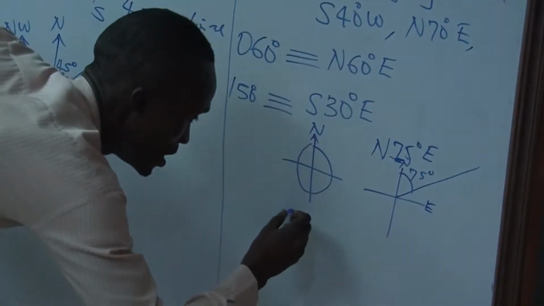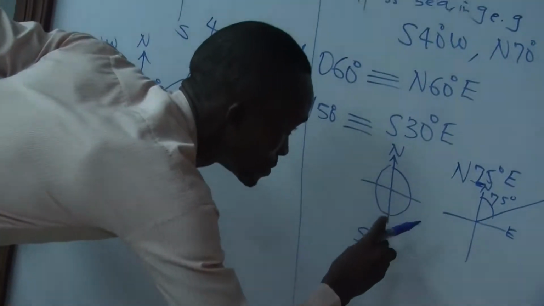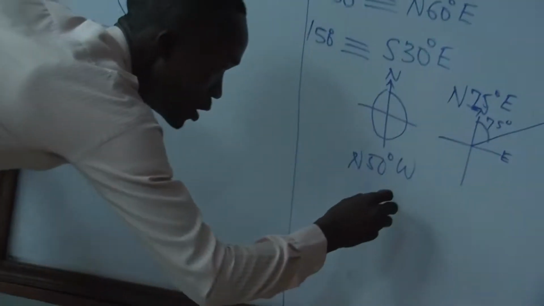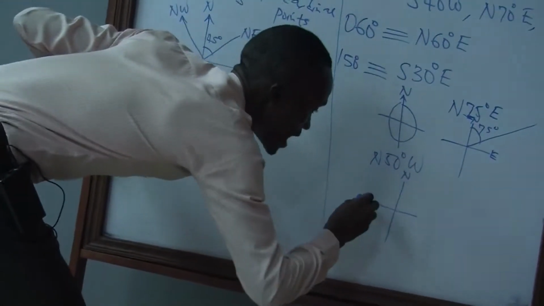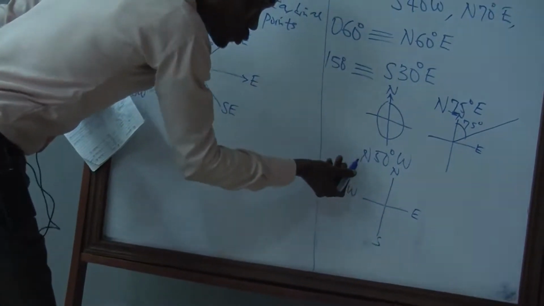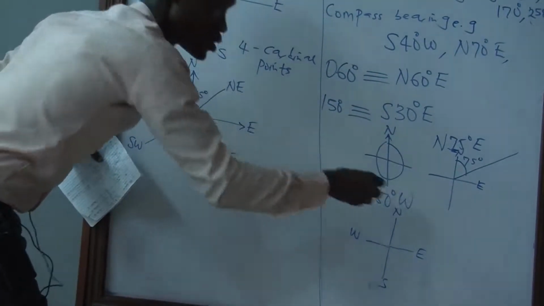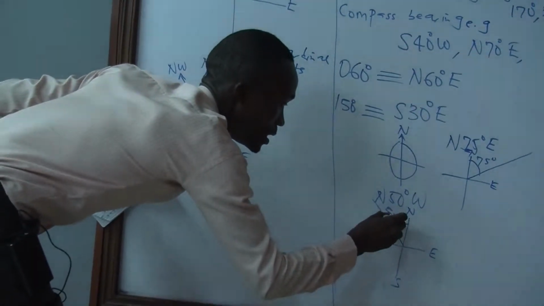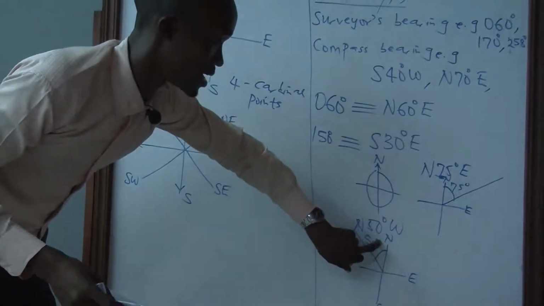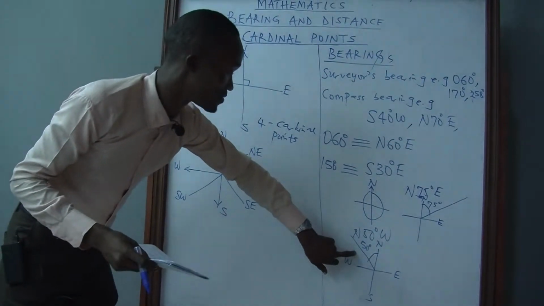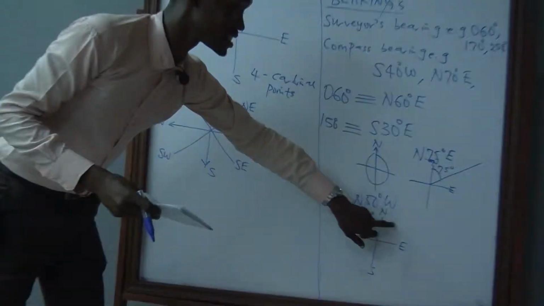But if you have north 50° west, for instance, this is north and this is west, while this is east and this is south. The interpretation is we are moving 50° from the north pole towards the west. So we have this 50° west. And this one is not clockwise, it is anti-clockwise. So for compass bearing, we can have it as clockwise and we can have it as anti-clockwise, depending on what we are to locate.